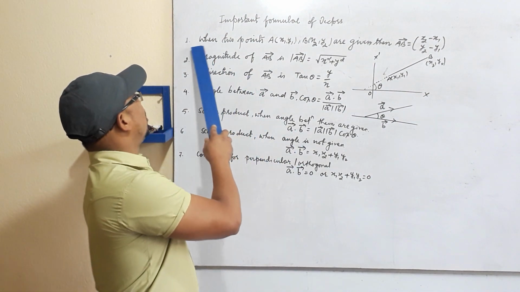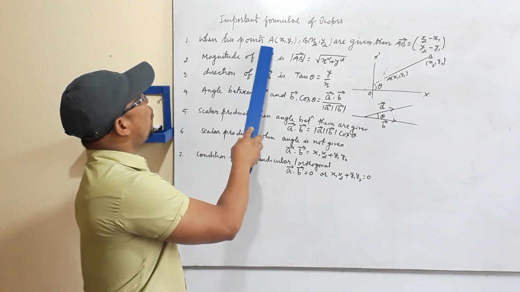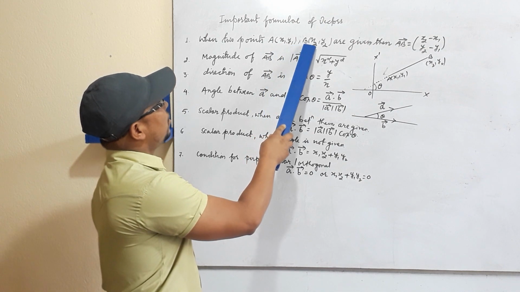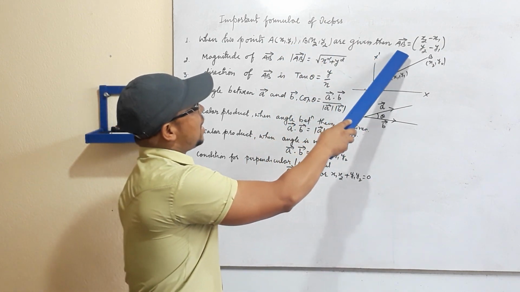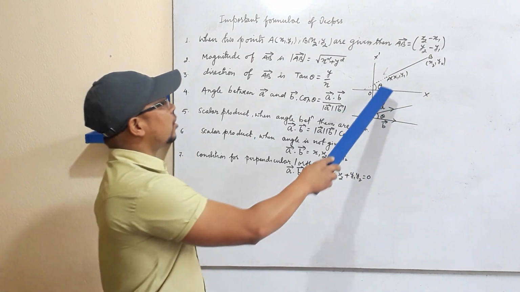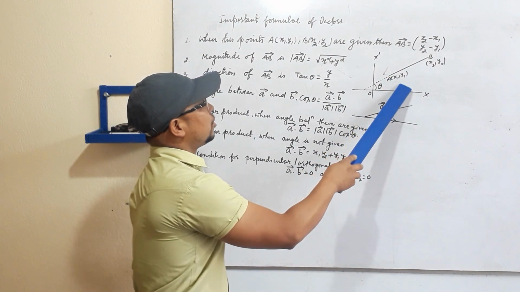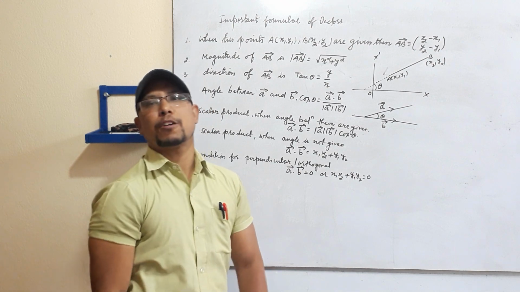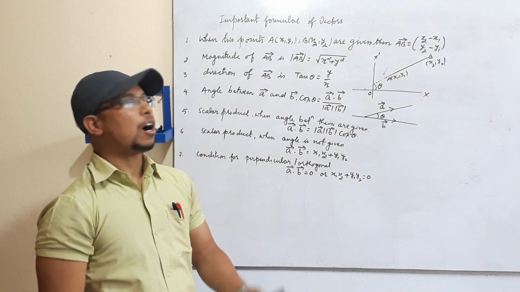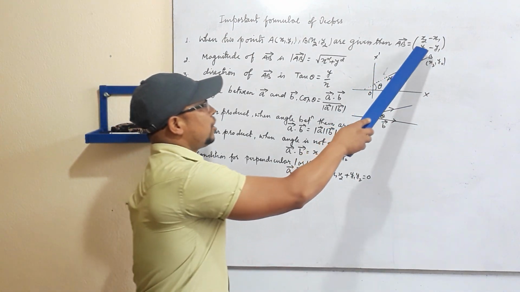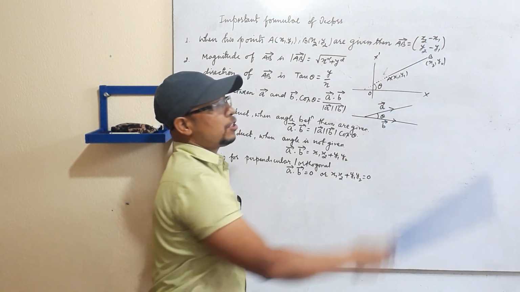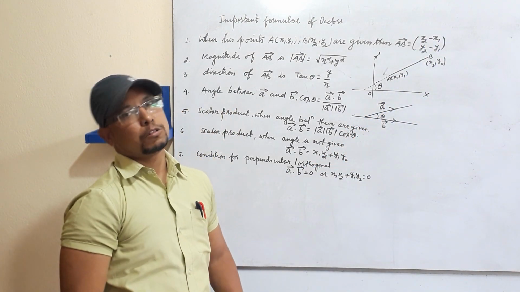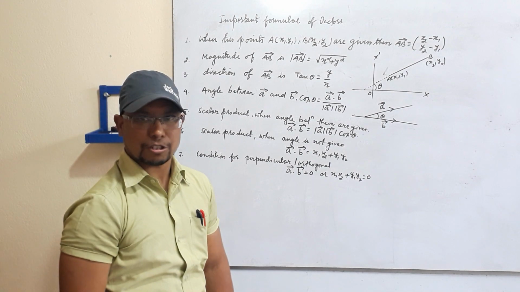Now see here, number one: when 2 points A(x1, y1) and B(x2, y2) are given, then vector AB. When the points of the directed line are given, how do you find the vector? By using the component formula x2 minus x1, y2 minus y1. This formula is used to find the vector.